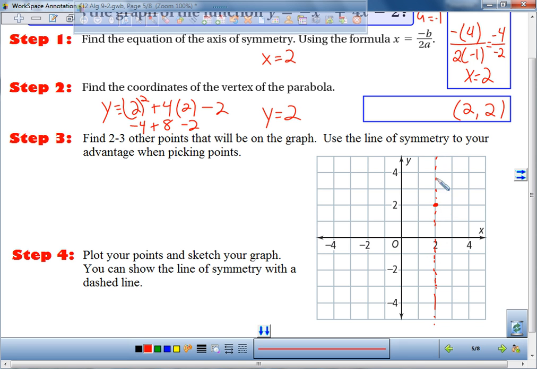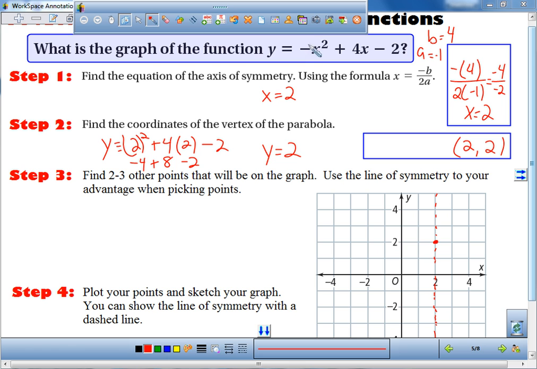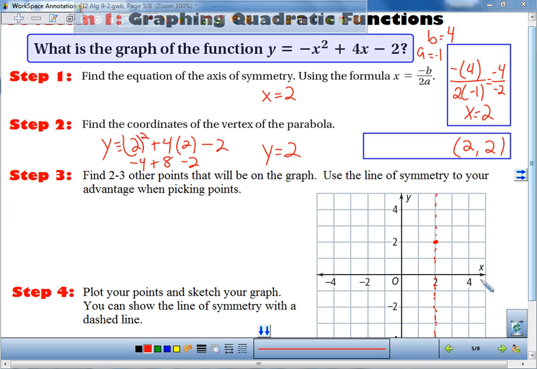Notice our axis of symmetry goes right through the vertex. And this is going to open down, so we know our parabola will be opening downward, because a is negative. And if a is negative, the parabola opens down. Now it says to find 2 or 3 other points that will be on the graph, and then use the line of symmetry to your advantage when picking points. So I can either pick 2 points to the left of the x-coordinate of our vertex, or I can pick 2 points to the right.